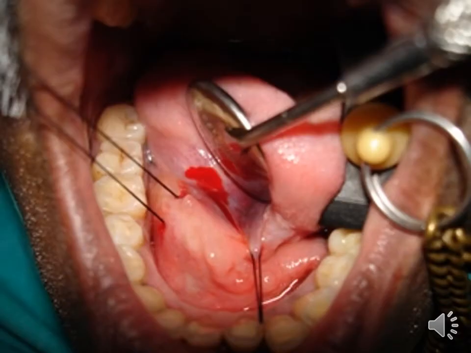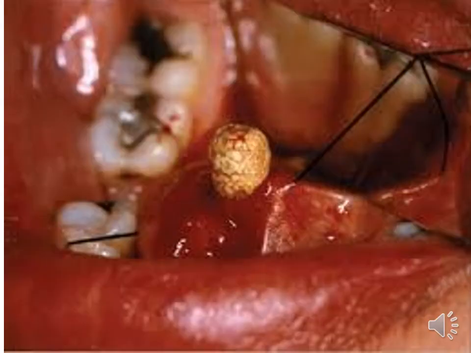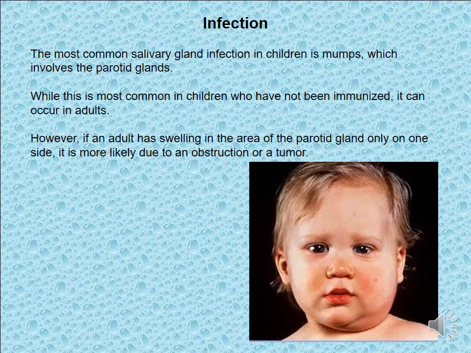This figure shows how we can remove it by putting a stitch beyond the stone and then doing an incision above the stone and removing the stone from the duct, and the operation is finished.